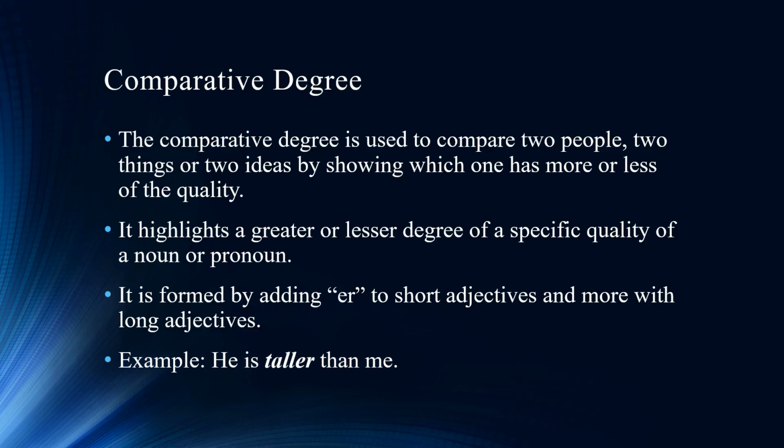For example, he is taller than me. John is more intelligent than Peter. So here in the first example, taller is a short adjective. We add er with short adjectives. In the second example, intelligent is a long adjective, and we have to use more with long adjectives in comparative degrees.